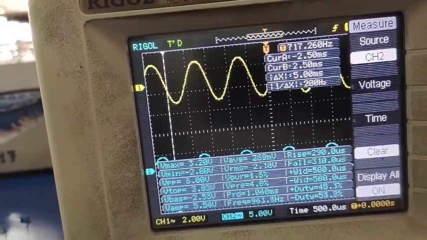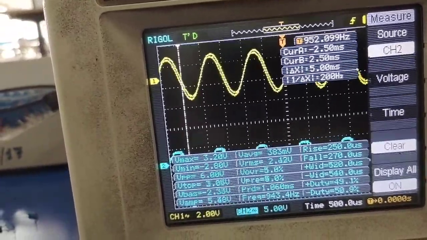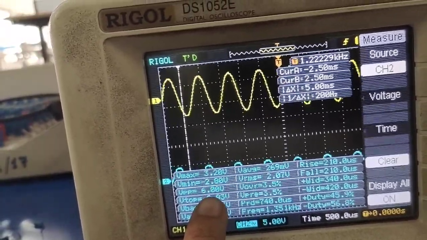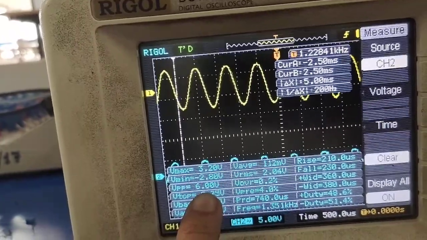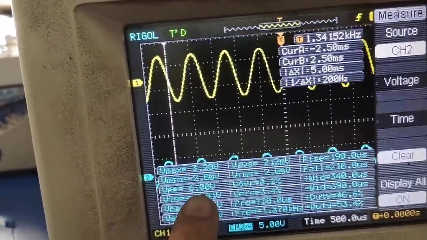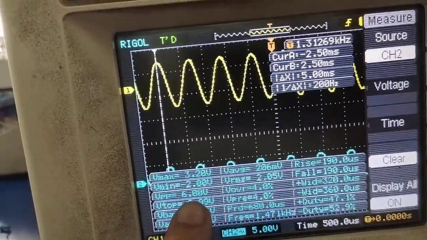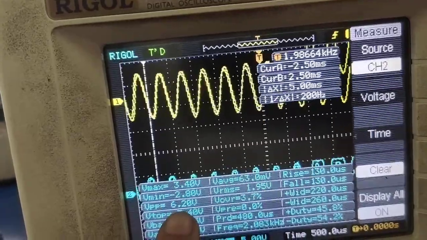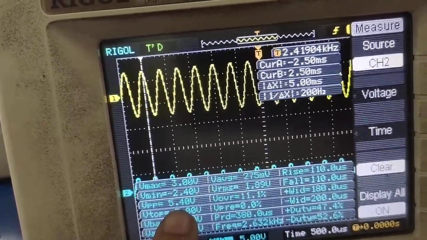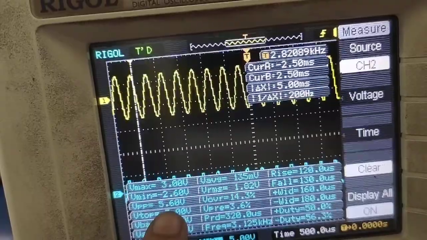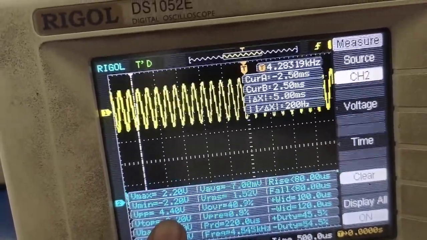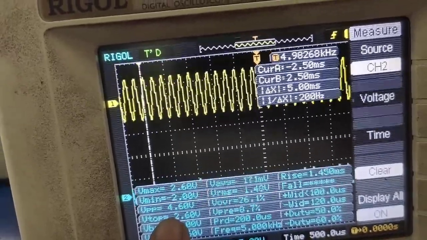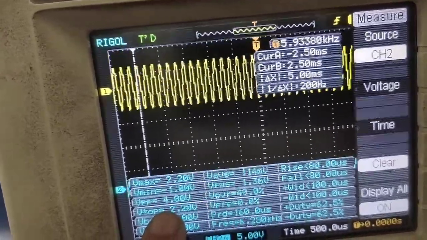So I'm increasing the frequency. Though I'm increasing the frequency, V peak to peak voltage is not increasing. See, the V peak to peak is not increasing, though we are increasing the frequency. Now the output voltage has started to decrease.